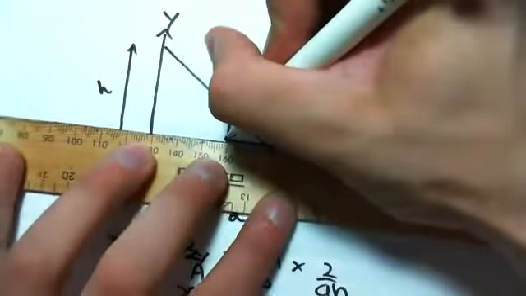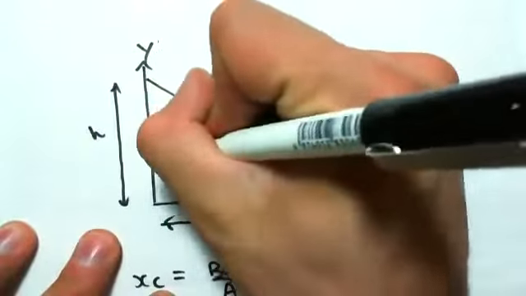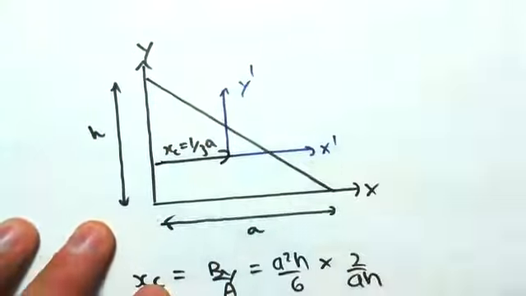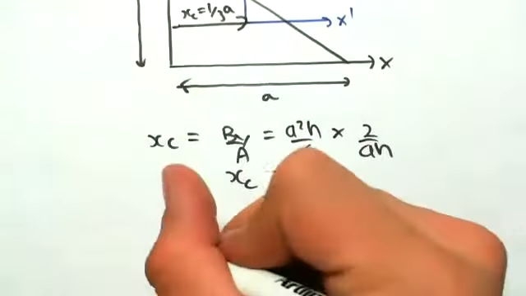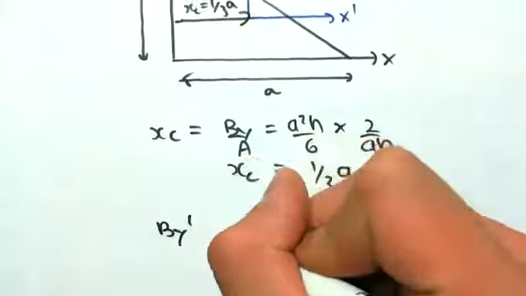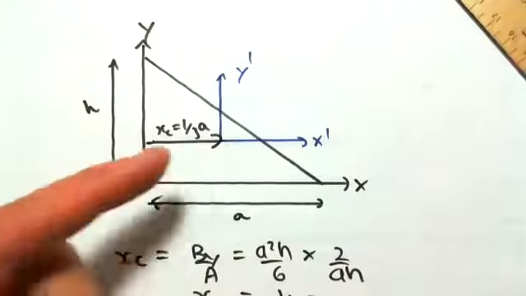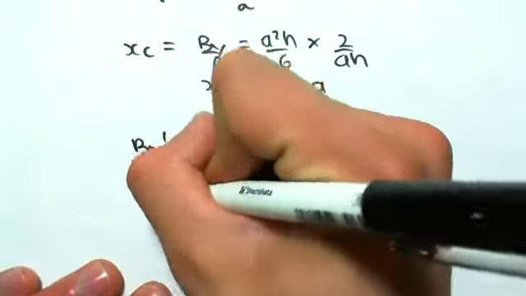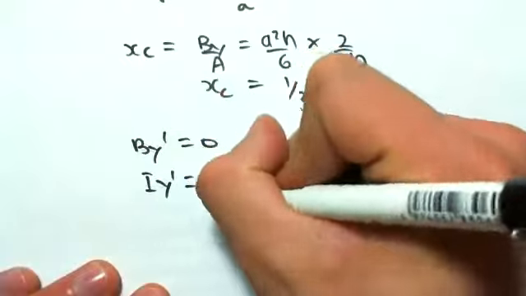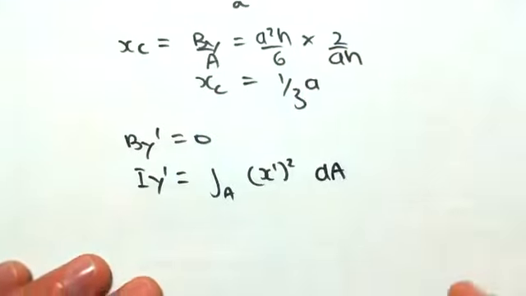So the distance from here to here, xc, equals 1/3 a. Okay, so we can then find By dash, which is 0. So the first moment of area from our centroidal axis is always 0, just like Bx dash was 0. And the next thing we need to find is I_y dash, which is equal to the integral of x dash squared dA.